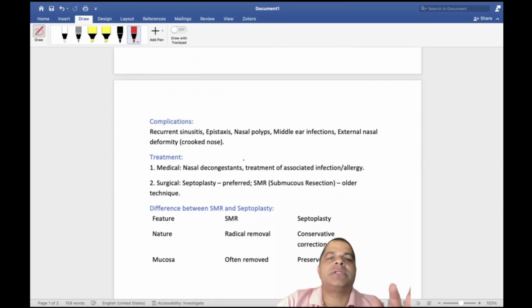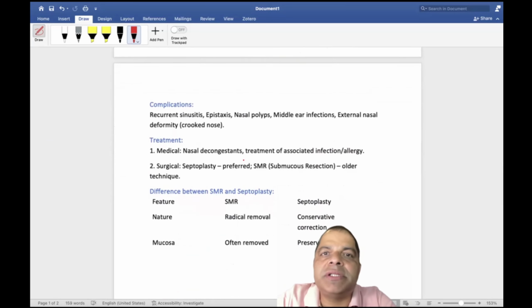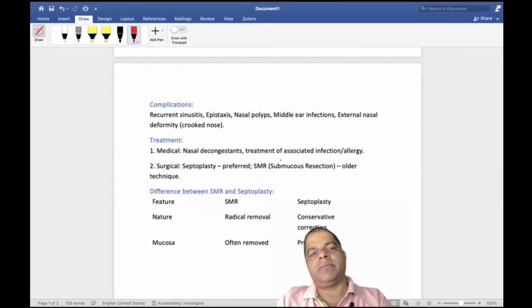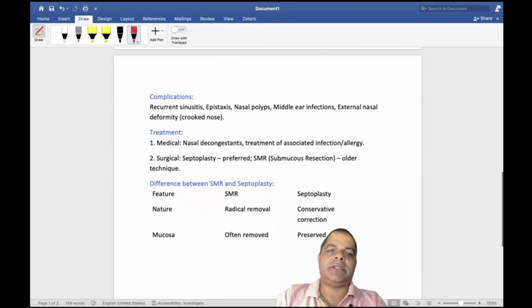It can cause recurrent sinusitis, epistaxis. Sometimes there is a chance of polyp and middle ear infection. With more deviation, I have seen many cases of external nose deformity that need rhinoplasty also.